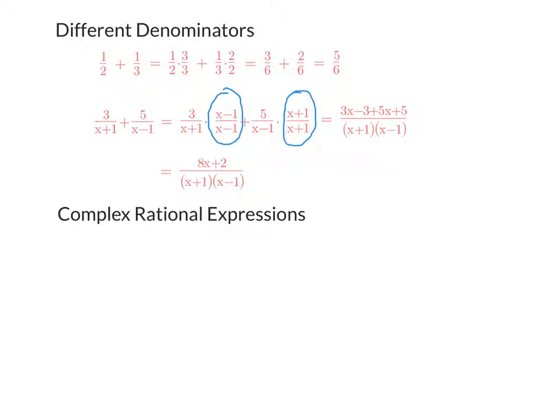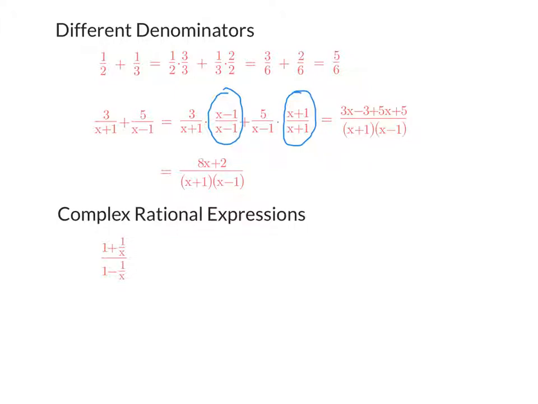Now one last thing we need to talk about with regards to rational expressions is complex rational expressions. Complex rational expressions are simply ones that have numerators or denominators containing one or more rational expressions. For example, this is a complex rational expression. Notice we have a rational expression in both the numerator and the denominator.